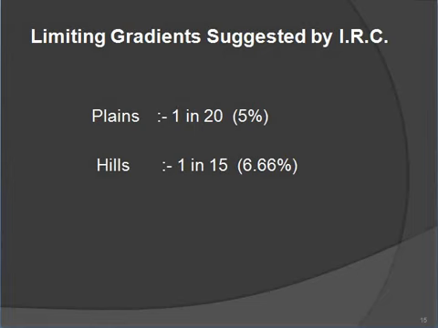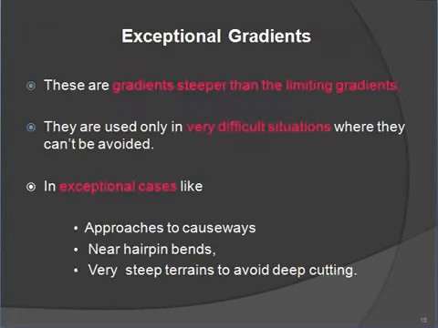So limiting gradients, such as the IRC recommends: plains 1 in 20, 5%; hills 1 in 15, 6.66%. So this is very important.